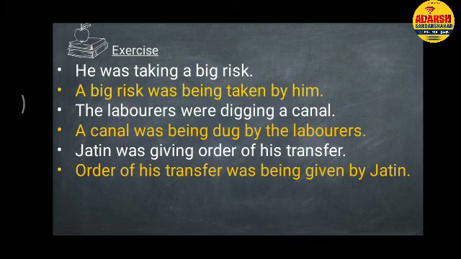Here we put Jatin, which is our subject, in the place of our object, and our object, order of his transfer, in the place of our subject in front. We also used was plus being plus given, which is the verb's third form, according to our helping verb in passive. And don't forget to put by before our subject. Okay, so 3 sentences of this exercise are done.